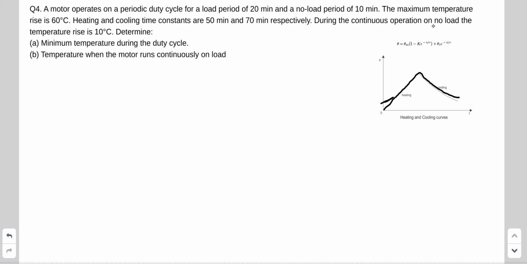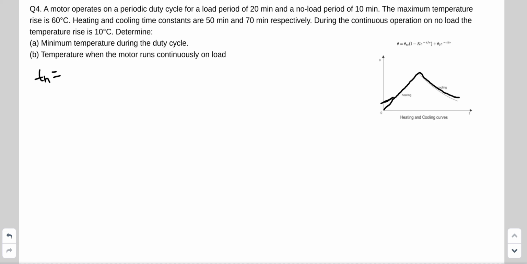During the continuous operation on no load, the temperature rises 10 degrees Celsius. Determine A. Minimum temperature during the duty cycle. B. Temperature when the motor runs continuously on no load. So we have given the heating and cooling time. So we will write it.